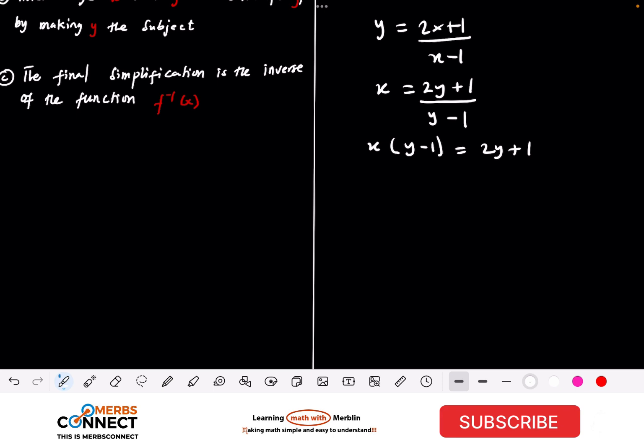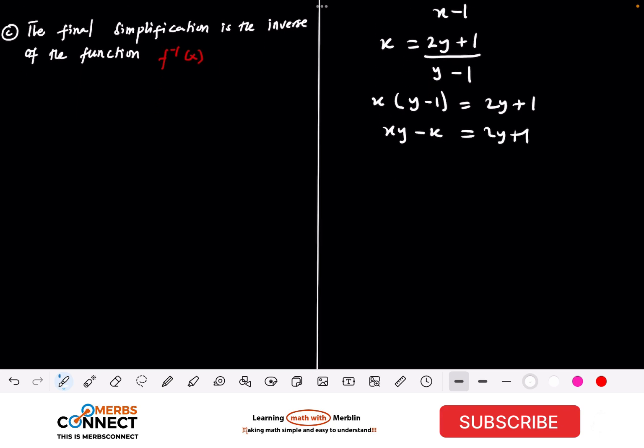Now we want to make y the subject. We can see y here, y here. So we need to simplify this and group like terms. So xy, when I multiply this by this and this by this, I'm going to have xy minus x, which is equal to 2y plus 1. Right. Now let's group like terms.